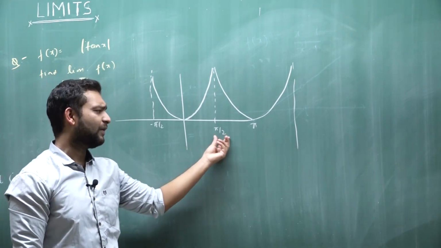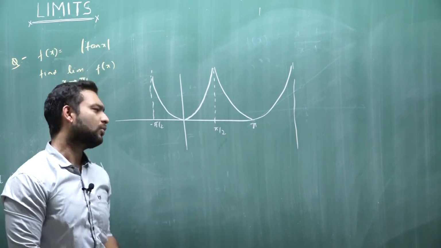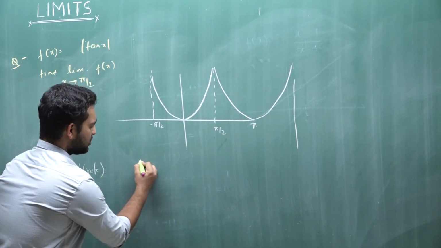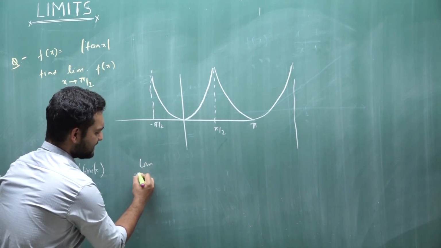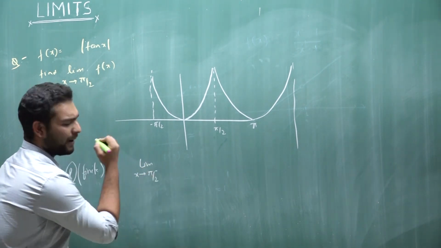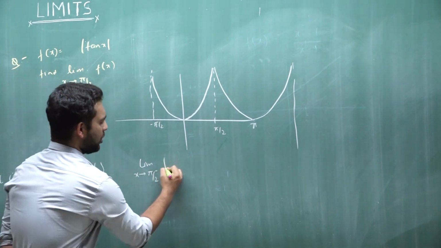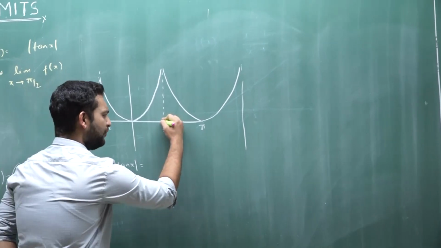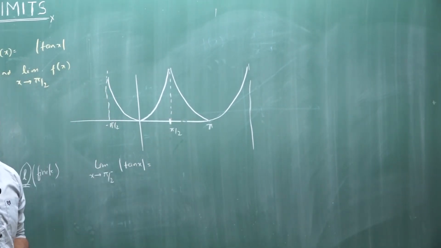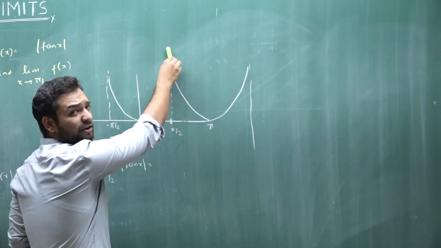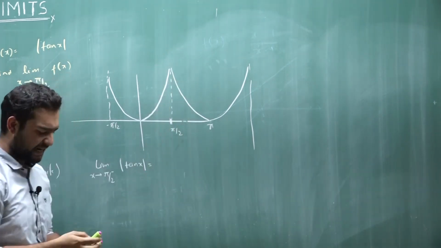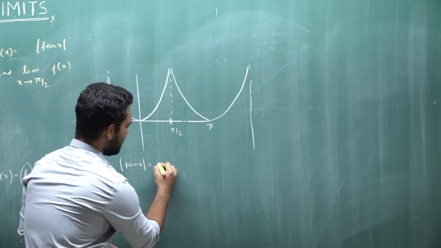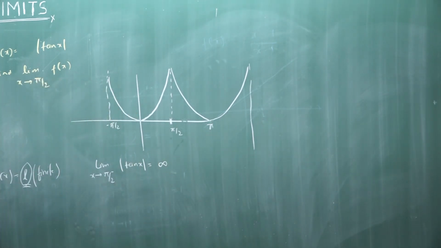Now where we need to find the limit is at x is equal to pi by 2. Okay, so again we'll start with the same process. First we'll find out the left hand limit. So the left hand limit will be limit x tending to pi by 2 minus mod of 10x. If we move just very, very slightly close to pi by 2 from the left hand side, where is the value of the function tending to? It is tending to infinity.